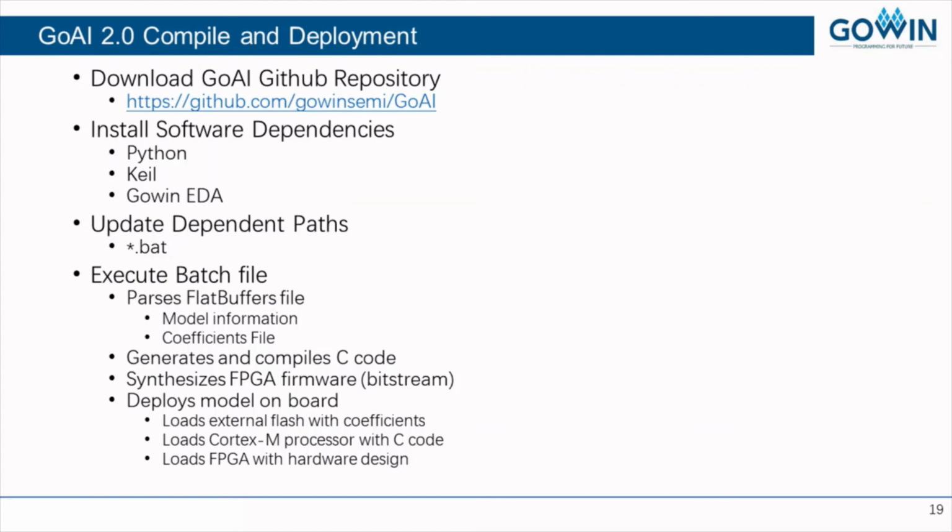The C code is then generated and compiled, and the FPGA firmware is already pre-synthesized, so it just loads the FPGA firmware for the microphone, camera, or gyro demo that we're running. And then we deploy the model onto the board by loading the external SPI flash with coefficients, loading the Cortex M microprocessor with the C code, and then loading the FPGA bitstream or firmware with the hardware design.